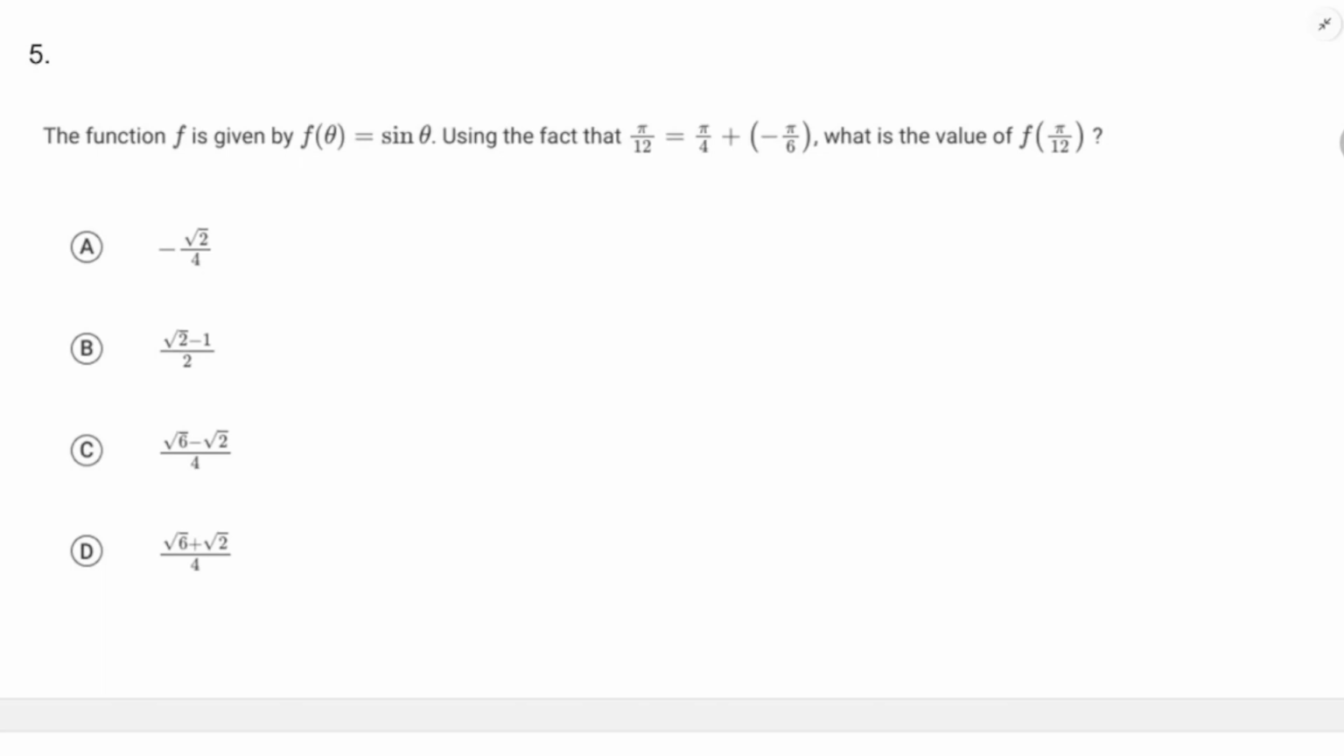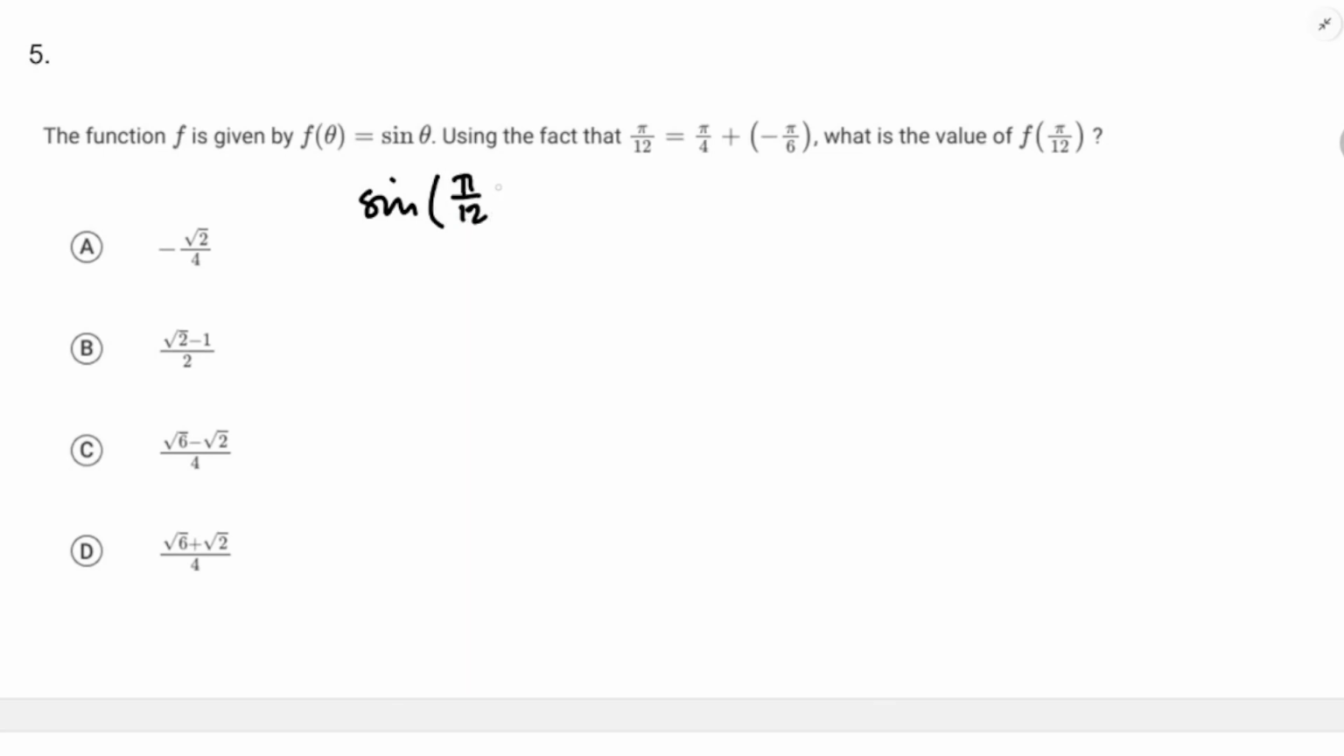Function f is given by f of theta equals sine theta. Using the fact that pi over 12 is able to be written as pi over 4 plus negative pi over 6, what's the value of f of pi over 12? Okay, so what we're really interested in is f of pi over 12 is sine of pi over 12.